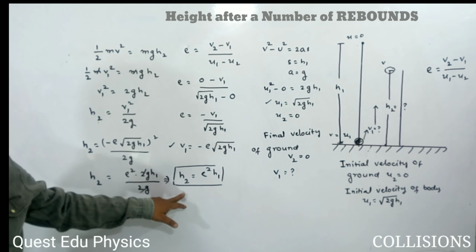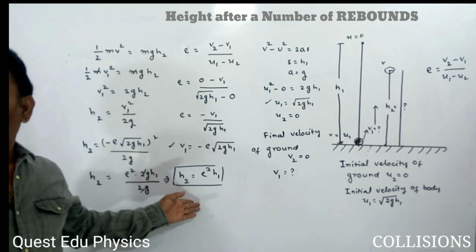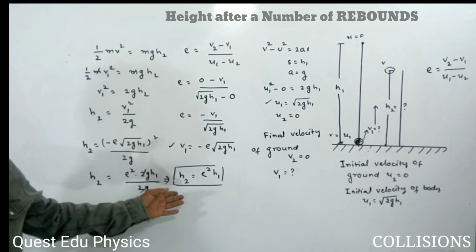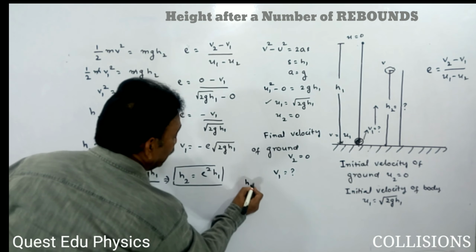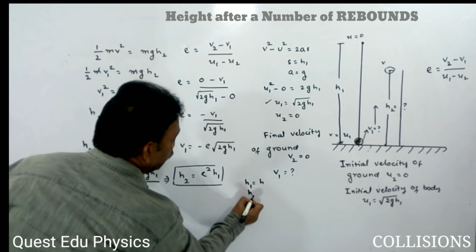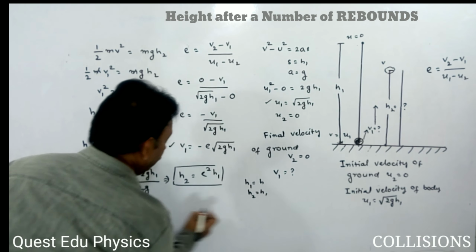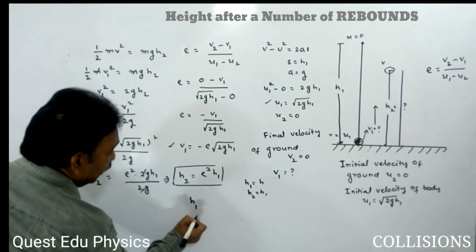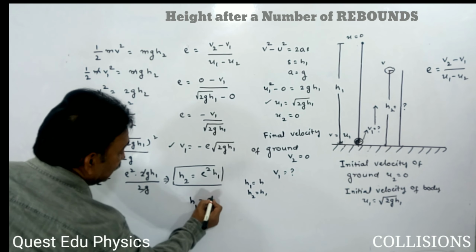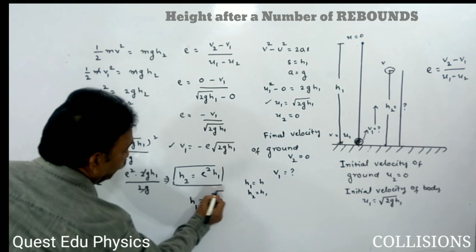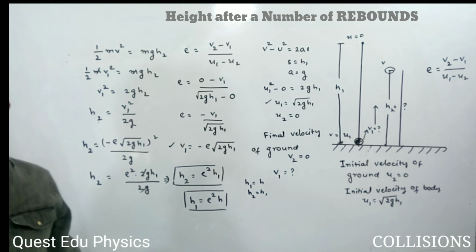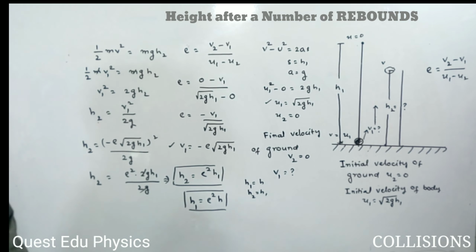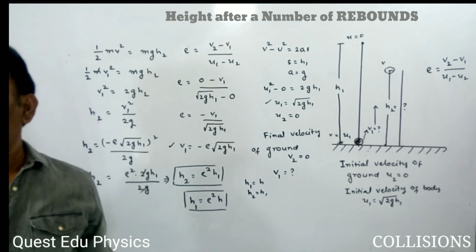okay, after the first rebound. Okay students, if you say h1 is equal to h and h2 is equal to h1, after the first rebound h1 is equal to e square h. It is the height to which the body rises after the first collision.